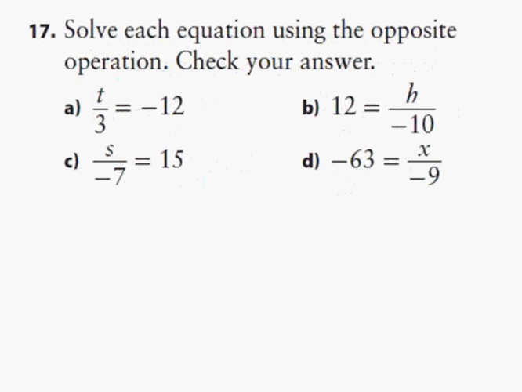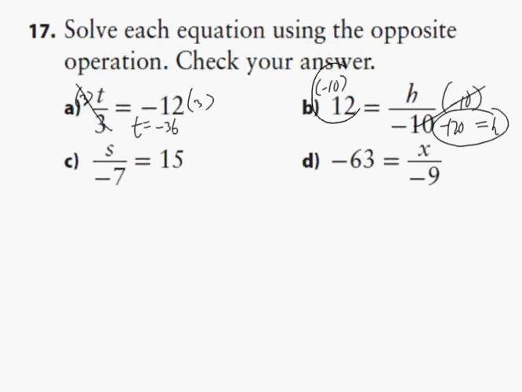Question 17, solve each equation using opposite operation. So now I'm going to solve it. I'm going to multiply both sides by 3 because the opposite of division is multiplication. I get T equals negative 36. Over here, I'm going to multiply both sides by negative 10. I get H equals negative 120.